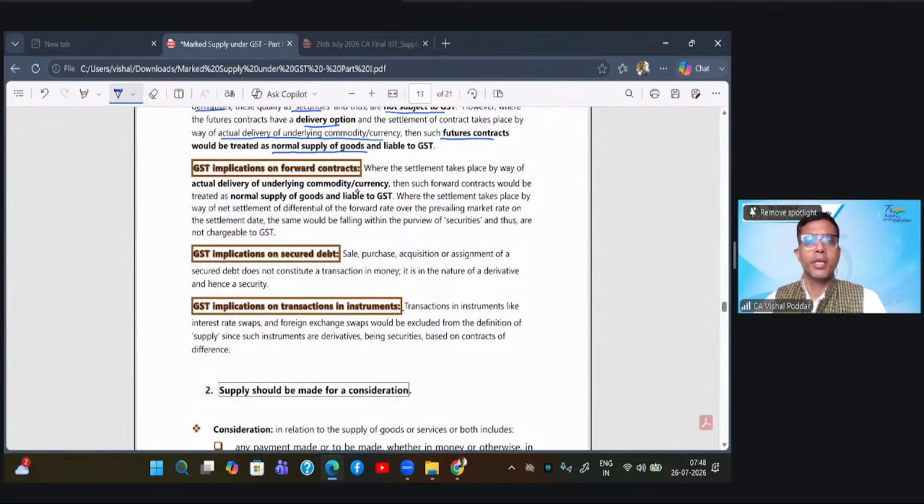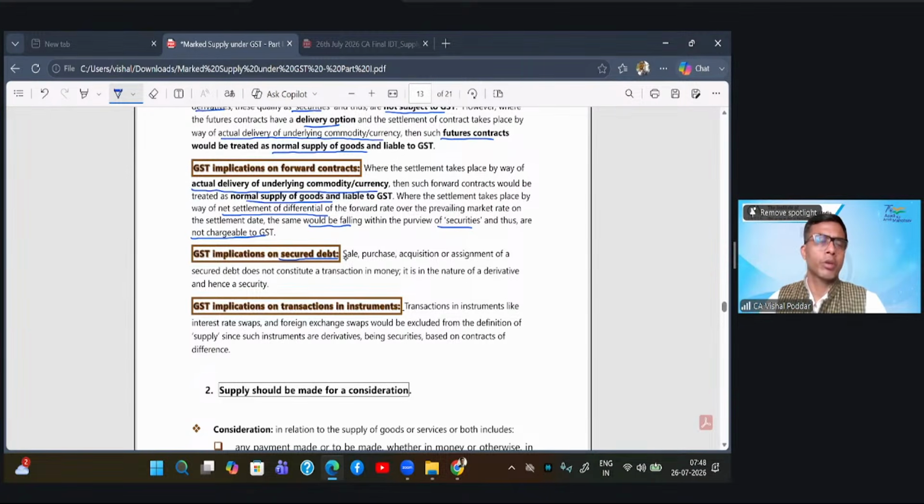Further, where settlement takes place by actual delivery of underlying commodity currency, then it would be a normal supply as we just saw above. And in that case, it would be leviable to GST. However, where the settlement takes place by net settlement of the differential amount, so you neither purchased nor sold the gold, but you settled the difference, then it will fall in the term of security and obviously then not chargeable to GST.